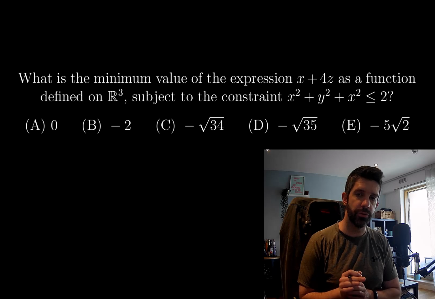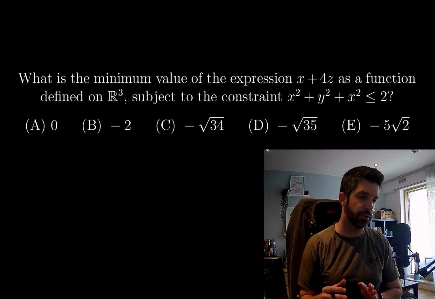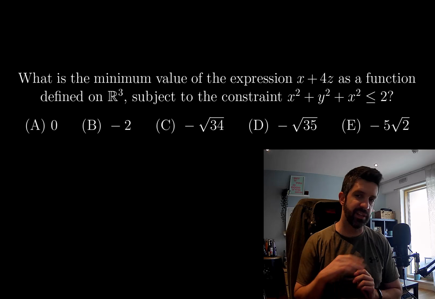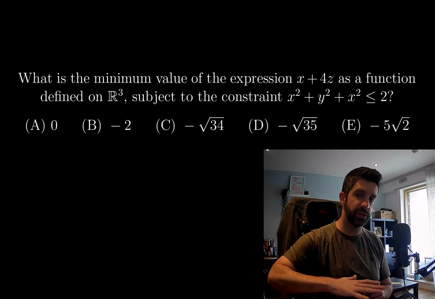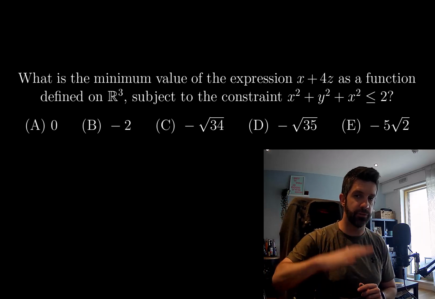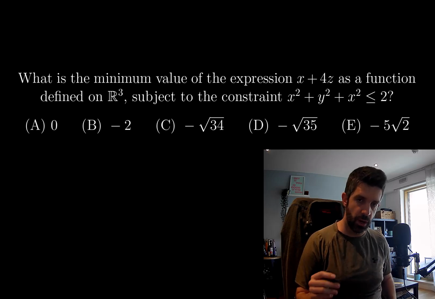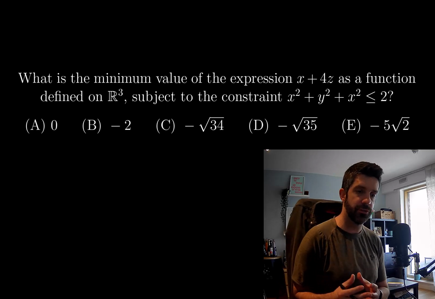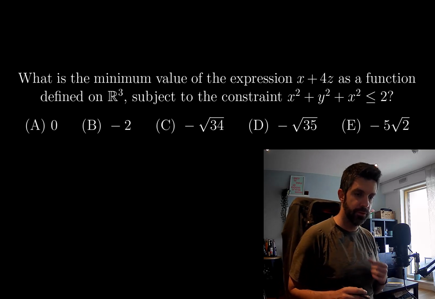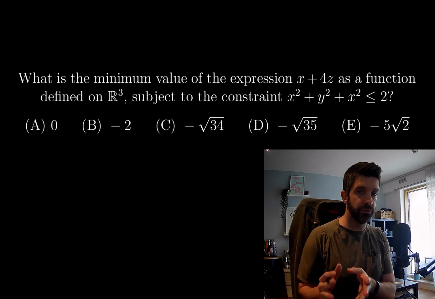Now, if you think of the level sets of our objective function, x plus 4z, if I set that equal to a constant, then the set of points making that equal to that constant is going to be a plane. And as I change the constant, the plane will translate itself. And if you think of what the geometry of this looks like, then what I want to do is find the largest constant such that the plane, the corresponding level set, still intersects the sphere.